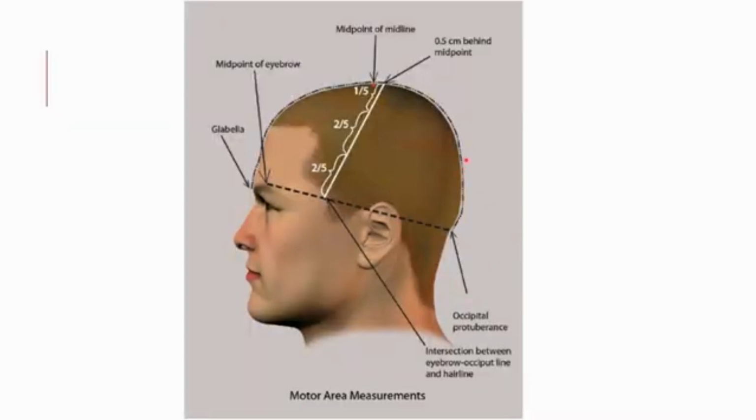The motor area is divided into 3 regions according to the homunculus projection. In order to correctly locate these 3 regions, the whole motor area is divided equally into fifths. Then 3 regions are measured as follows: upper 1/5 region, middle 2/5 region, and lower 2/5 region.